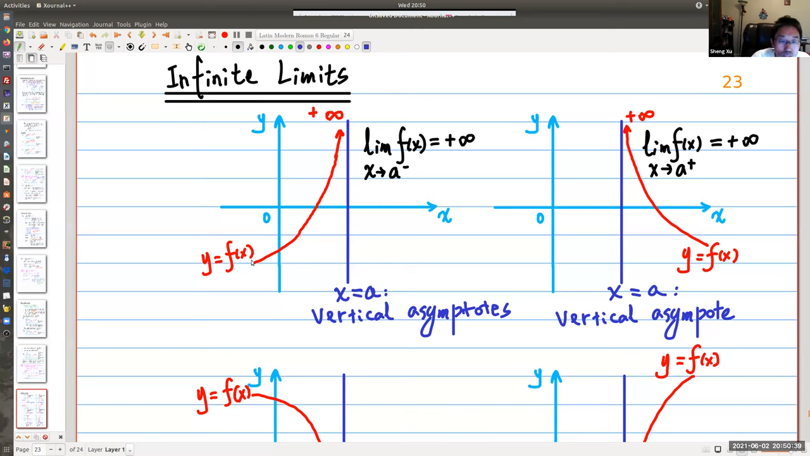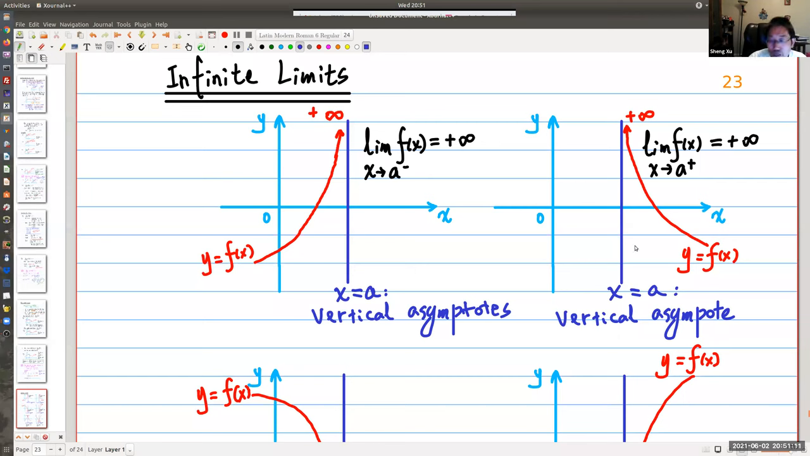And suppose the graph of this f of x behaves like this. As x gets closer and closer to a, the value of the function gets bigger and bigger toward positive infinity. If that's the case, we say the limit of f of x as x approaches a from the left is equal to positive infinity, written down like this. So it's called an infinite limit.